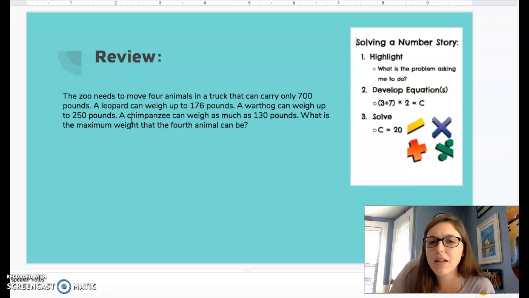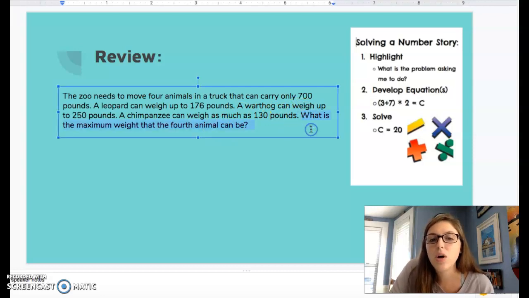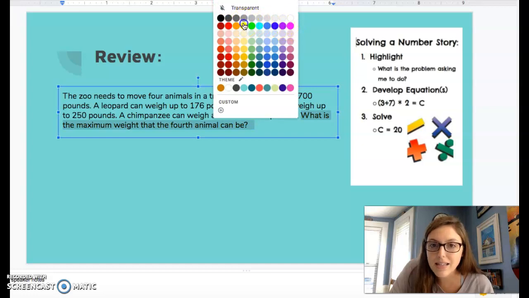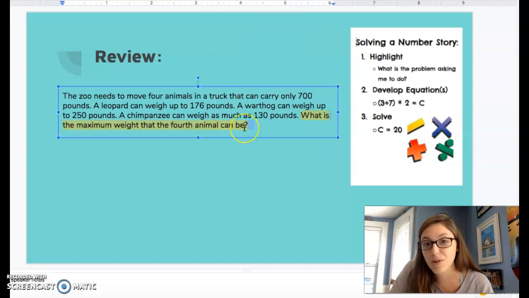Okay, so I'm going to think about my problem. Step 1 is asking me, well, what is the problem asking me to do? It seems like it's asking me to find out what the maximum weight of our last, fourth animal is. So I'm going to highlight that.